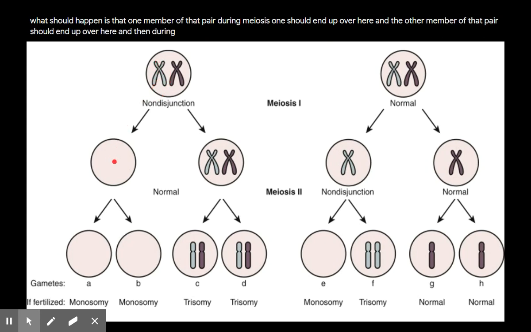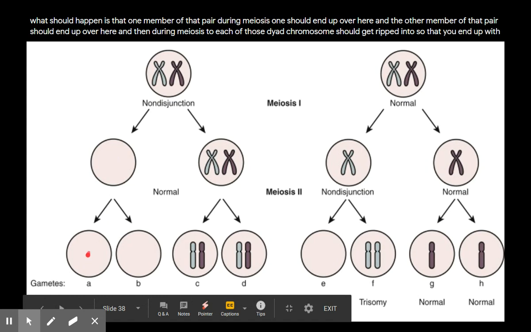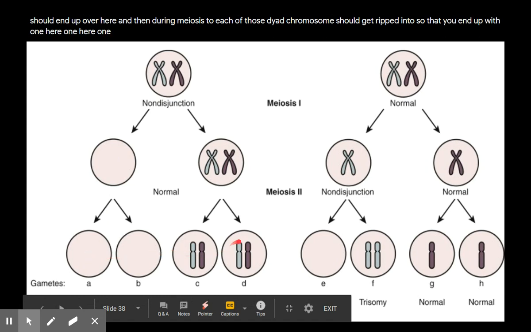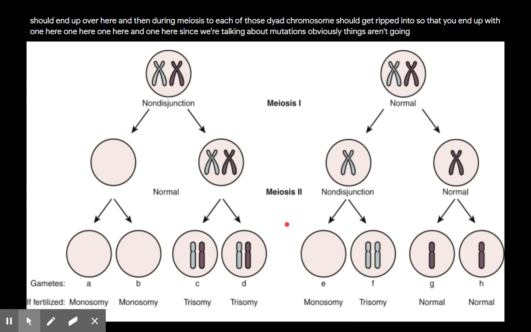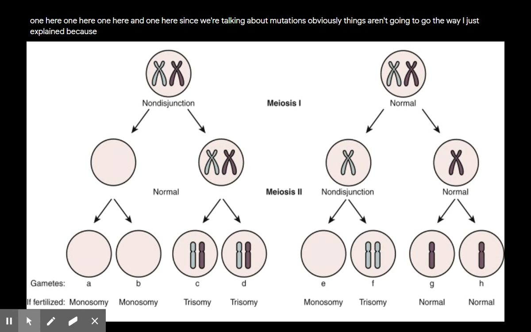And then during meiosis 2, each of those dyad chromosomes should get ripped in two so that you end up with one here, one here, one here, and one here. Since we're talking about mutations, obviously things aren't going to go the way I just explained, because that's the way that they're supposed to happen.